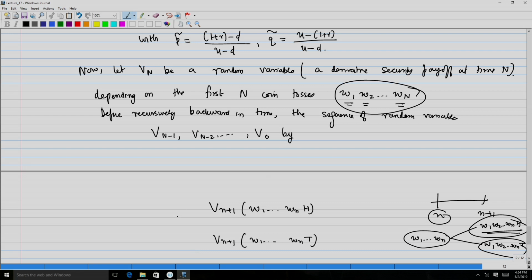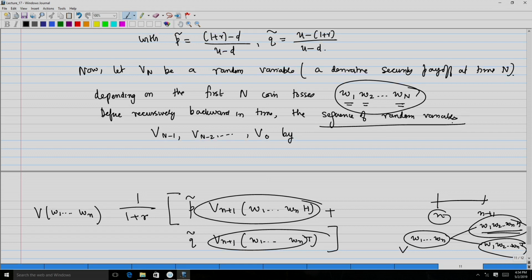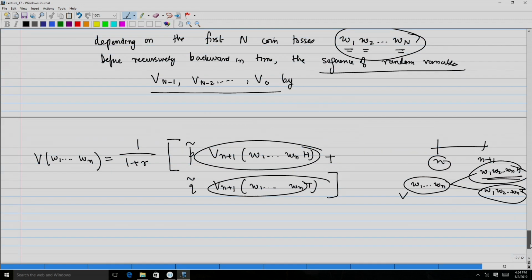And what is going to be the expected value of this? If this happening has a probability p tilde and this happening has a probability of q tilde, the expected value will be the sum of these, and I will discount this by a factor of 1 plus r. And what is this going to give me? This is going to give me the value V n which was a consequence of small n number of coin tosses. So, I define the sequence of random variables V n minus 1, V n minus 2 all the way to V 0 in this particular fashion.